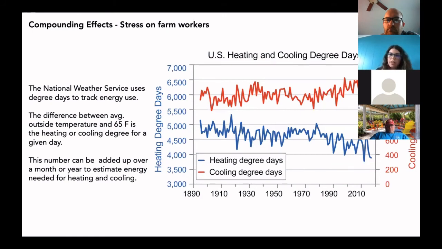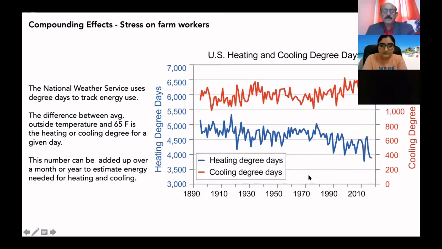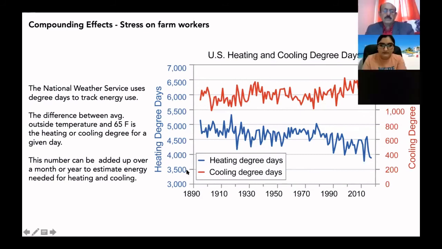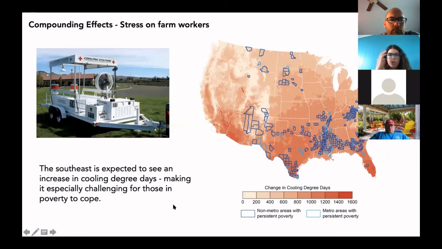So what we see is cooling degree days have been going up. Heating degree days have been going down. So we have to turn on our AC more. This increases energy usage, and it's an added cost for people as well, because they have to pay for that. They also show this change in cooling degree days, and then superimposed on top of it are metro and non-metro areas with persistent poverty. So you can see where this is going to cause extra financial stress on people as well.